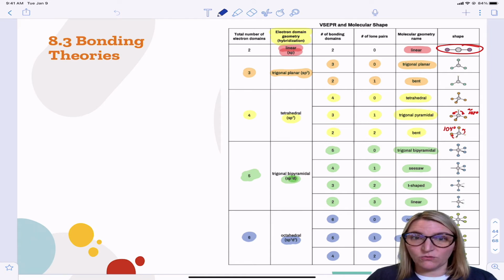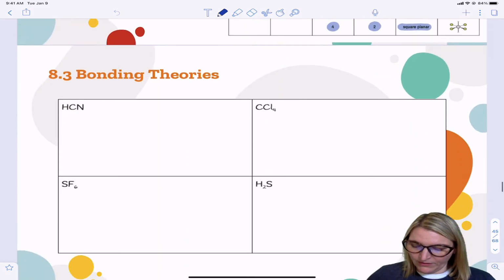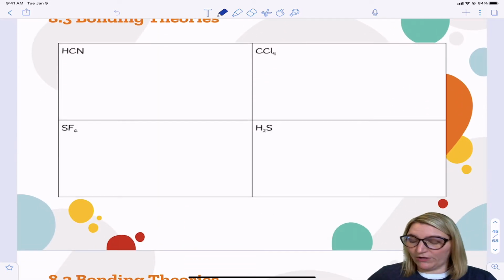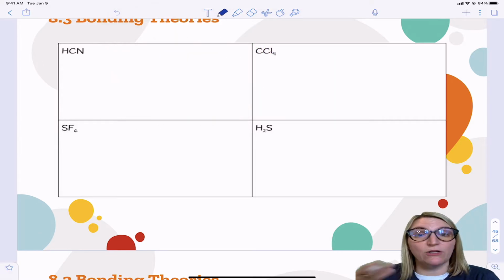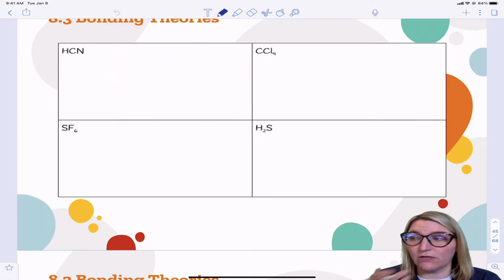So this is where we actually get to use that table and draw Lewis dot structures, and then finally figure out how many electron domains there are, how many of those electron domains are lone pairs versus bonds, and then predict the shape. So we're going to be using this table, and we're going to be working through these 8 molecules. Okay, so we're going to go through the patterns of drawing Lewis dot structures.